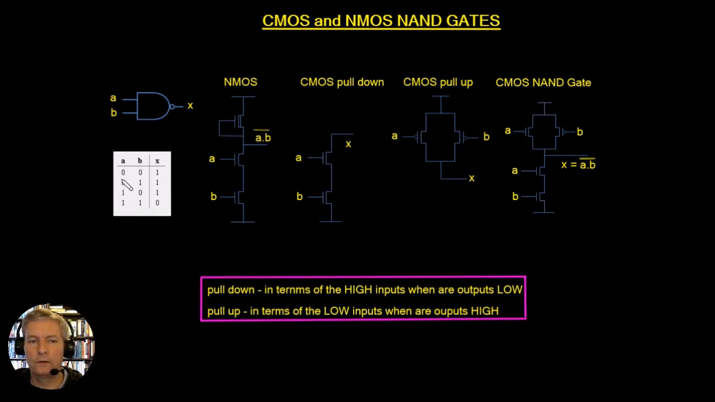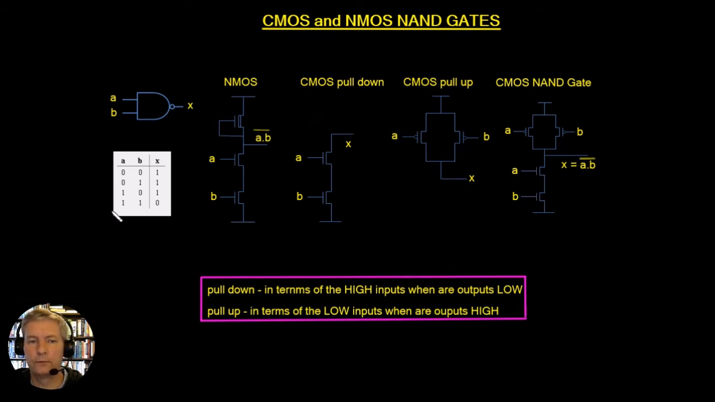Now, I'll leave it to you to talk through the A and B 0, 1 and 1, 0. So work through those for yourself. So finally, we can work through the 1, 1. So if both of these inputs are high, then we're going to get a path from here to ground. So it's going to pull this point low.